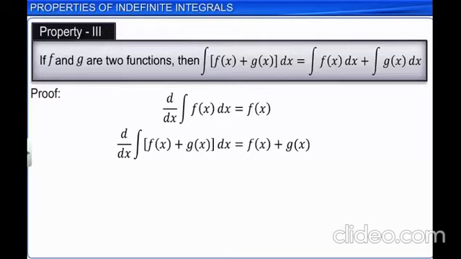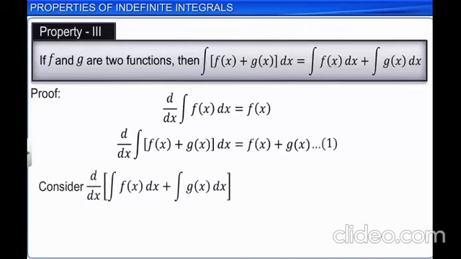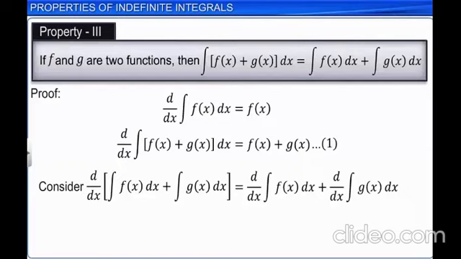Also, the derivative of integral of f of x into dx plus integral of g of x into dx can be written as derivative of integral of f of x into dx plus derivative of integral of g of x into dx. This is further equal to f of x plus g of x. Let's take this as equation 2.